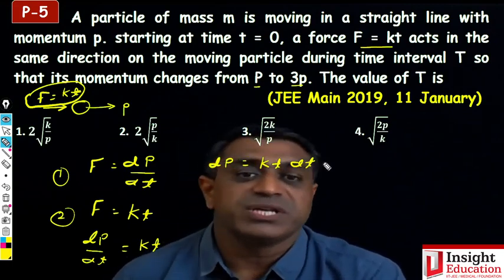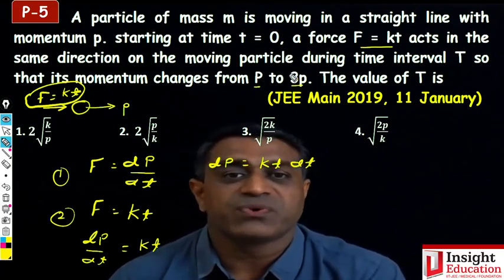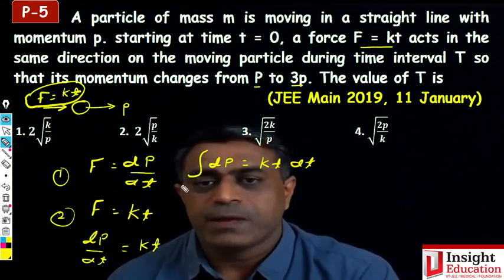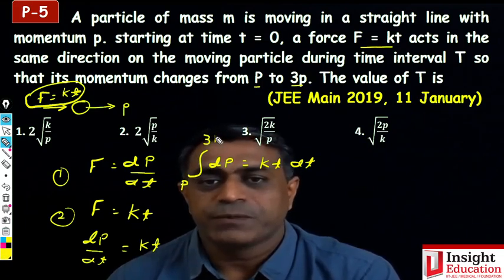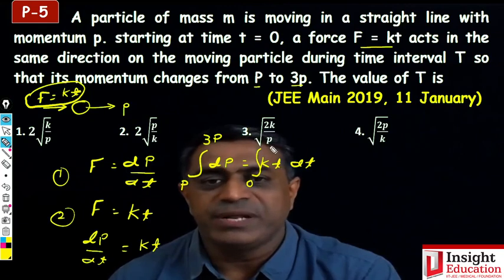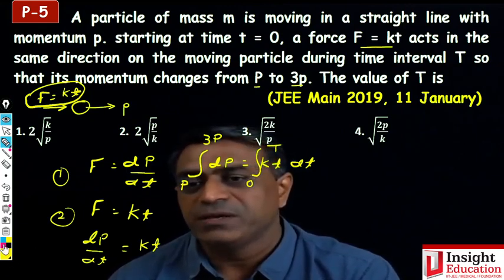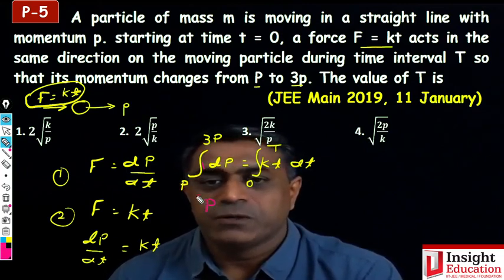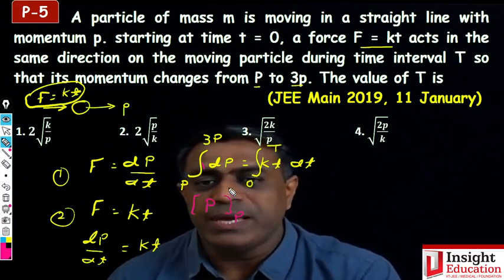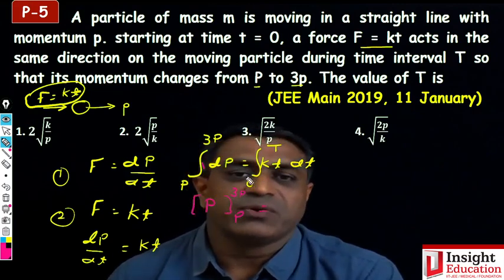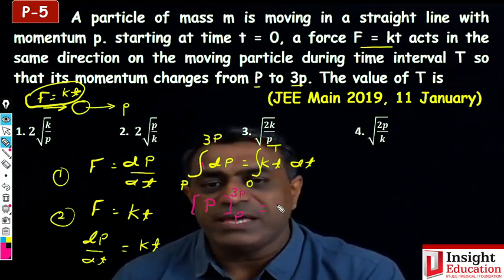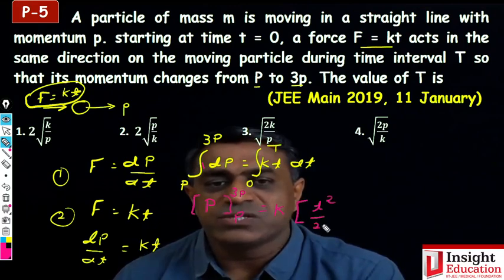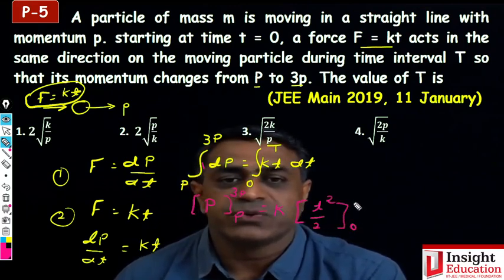So this is for small changes. In our case, momentum changes from P to 3P, so now integrate it from P to 3P, and time from 0 to T. Integration of 1 is P, with lower limit P and upper limit 3P, and that is equal to K, which is constant, times the integration of t, which is t square by 2, with limits from 0 to T.